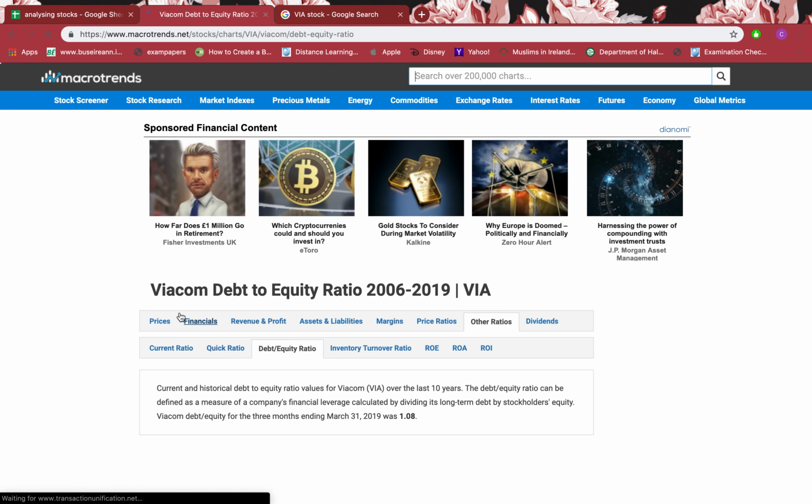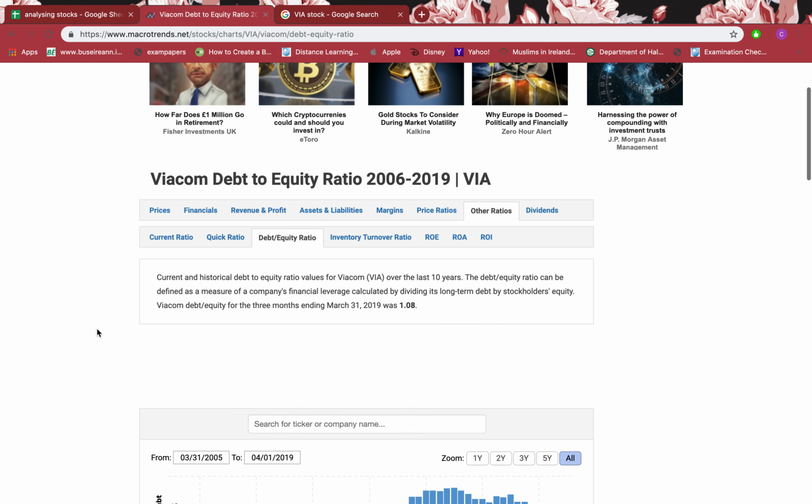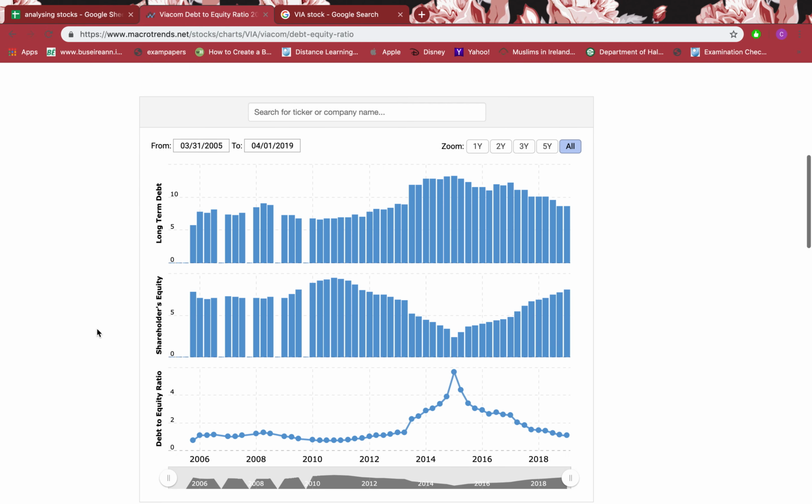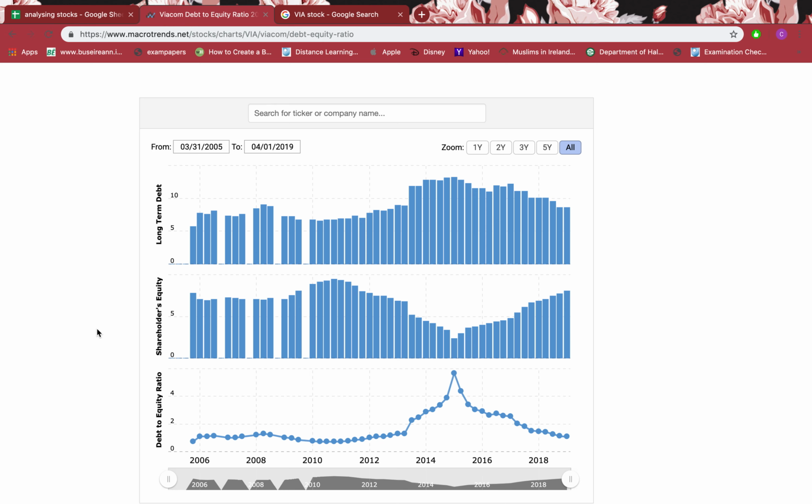If I go to the debt equity ratio, this ratio tells me whether the company is mainly operating on long-term debt or on equity. If the ratio is 0.5 or less, it's safe to invest in. It's not a risky stock. Right now it's 1.08. It means that it is operating more on long-term debt than on equity, because it's more than one.